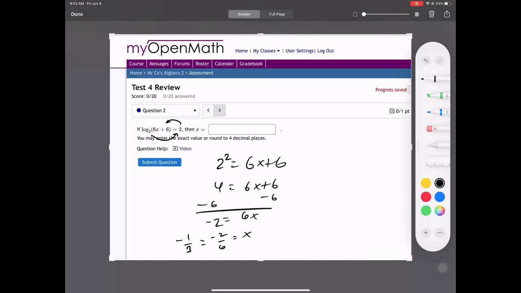Now, would this answer work? Does the answer make sense? The log base 2 of 6 times negative 1/3 plus 6, does that equal 2? This becomes negative 2 plus 6, which is 4. Log base 2 of 4 is 2. Is that true? 2 to the second power is 4. Yes, it is. Never would have guessed that.